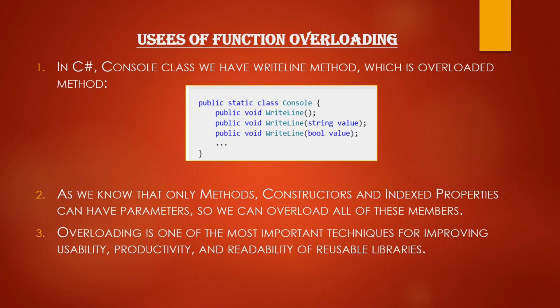As we know, only methods, constructors and indexed properties can have parameters. So in that case we can overload all of these members. Overloading is one of the most important techniques for improving usability, productivity, and readability of reusable libraries. So with the help of this, we can enhance our code and make it reusable.